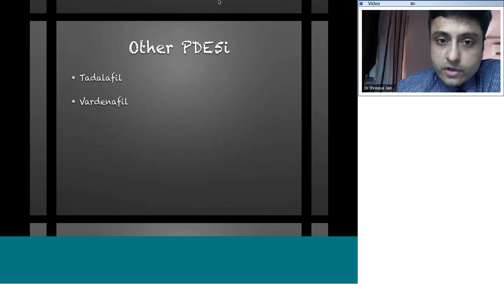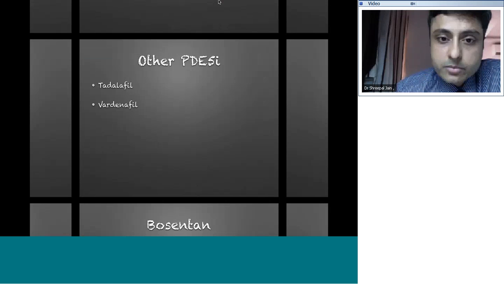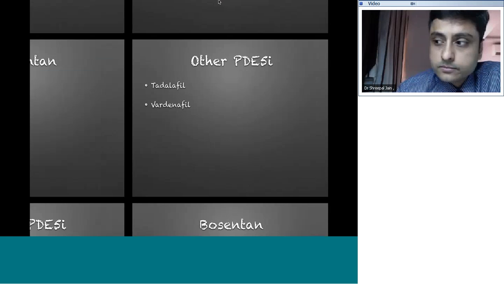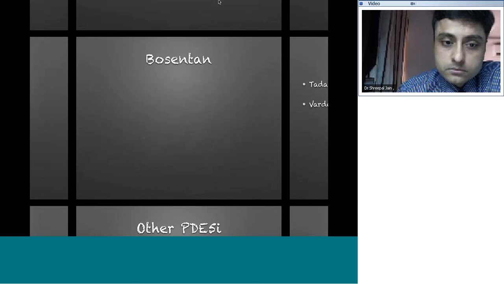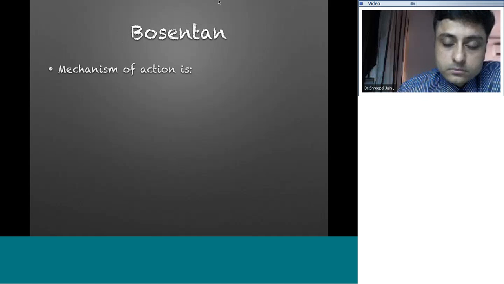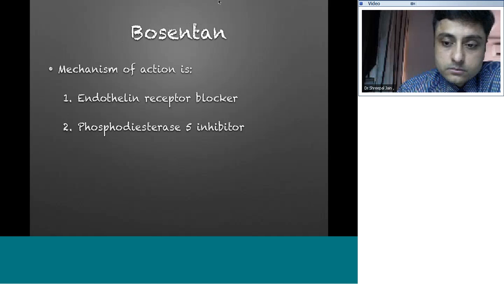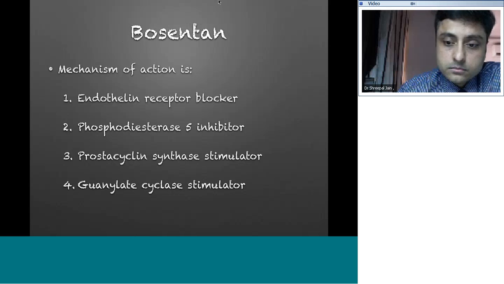The next set of drug, the commonly used drug we use apart from sildenafil, is bosentan. So what is the mechanism of action here? Same options again. Right. So it's an endothelin receptor blocker.